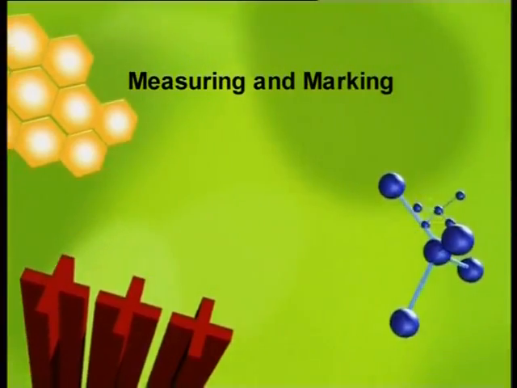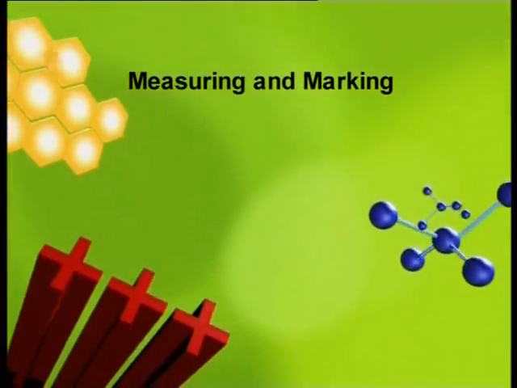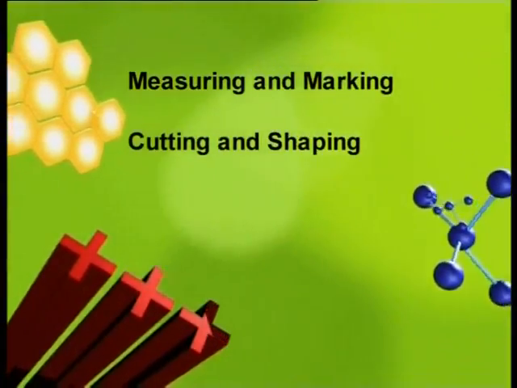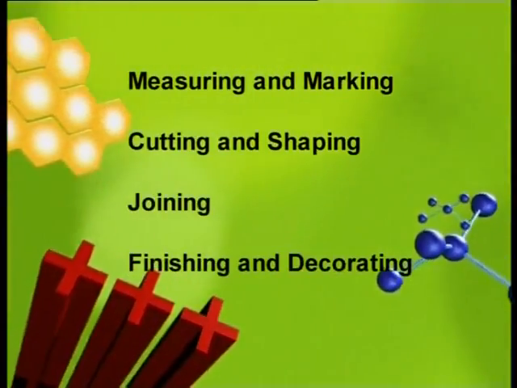There are thousands of skills that you can call making skills. For example, bricklaying, sewing, and cooking. In technology, we can't teach every making skill, but we can identify the kinds of things that we always do in a project. Let's call these the making stages, and they are measuring and marking, cutting and shaping, joining, finishing, and decorating. Chris, let's first talk about measuring and marking.